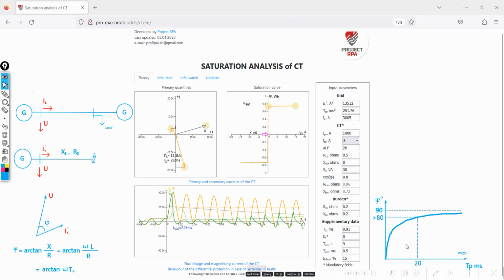If you enter a Tp value of 20 milliseconds as an example, it would correspond to an angle phi of slightly greater than 80 degrees. This means that the angle range from 0 to 80 degrees is covered by the Tp range from 0 to 20 milliseconds. All other time constants lie in the range of approximately 80 to 90 degrees. Therefore, a fine adjustment of Tp in this range is hardly possible.